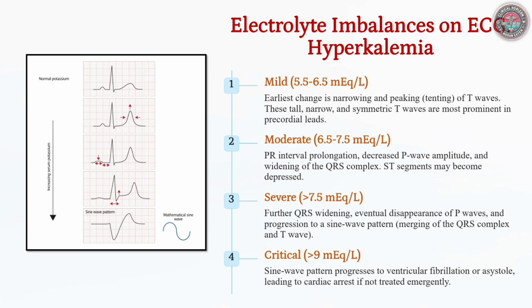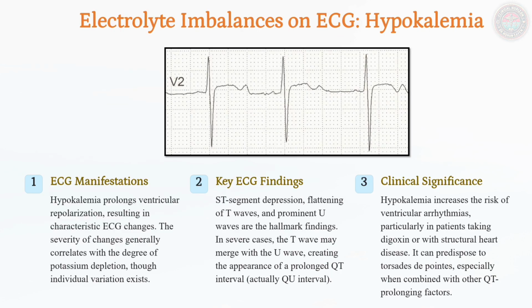Electrolyte imbalances. Hypokalemia. Hypokalemia prolongs ventricular repolarization, resulting in flattened T waves, prominent U waves, and ST depression. Severe cases predispose to torsades de pointes, particularly in patients with concurrent QT prolonging medications.